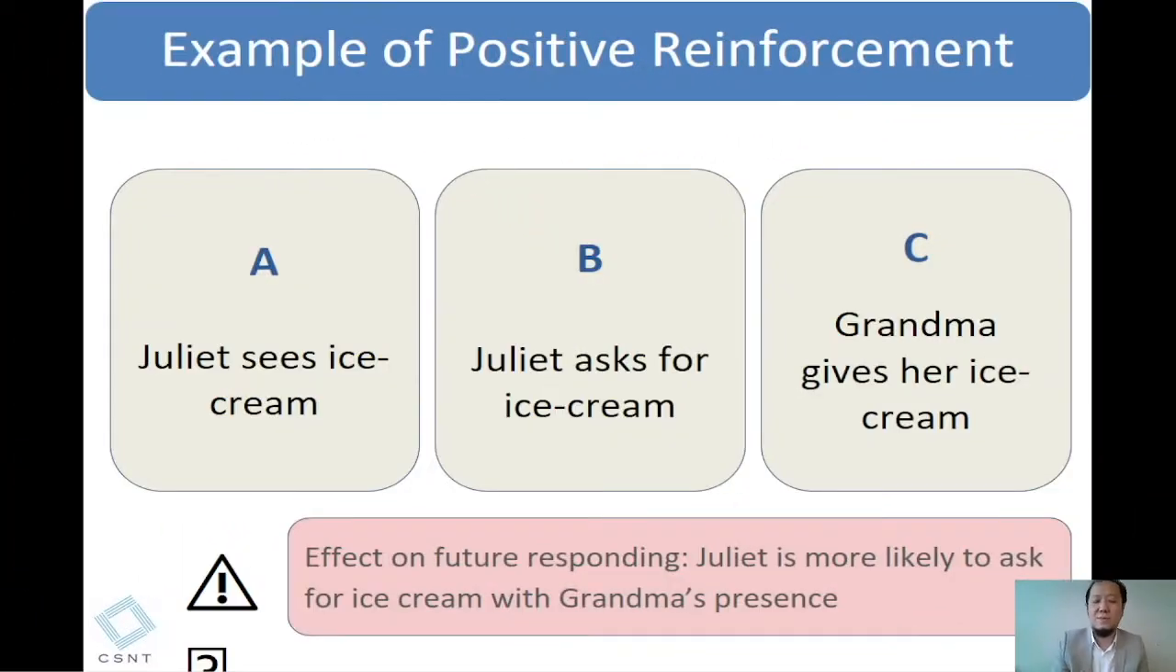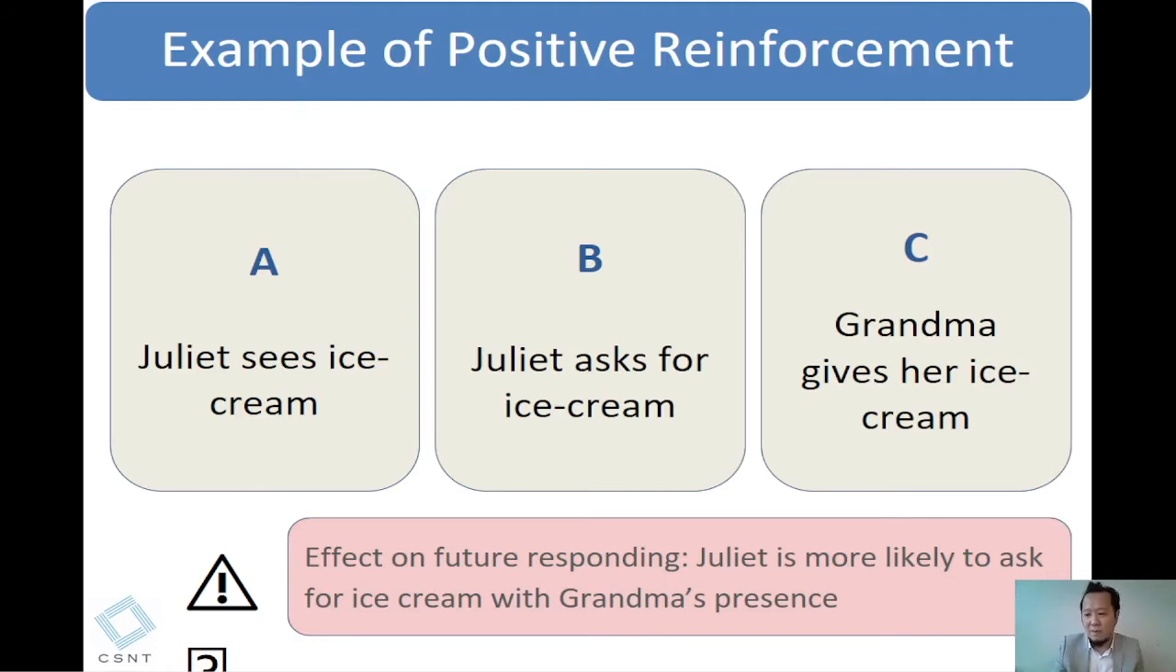Now, in the video example, you saw that Juliet saw the ice cream, and at that point, she asked for it. And when grandma gave her the ice cream, this is a form of positive reinforcement. Something was added to the behavior response. Now, the effect on the future would be that whenever Juliet sees ice cream, she's very likely to ask for it because grandma gave it to her last time.